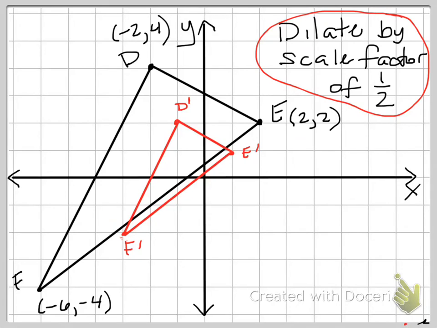So again, E prime is at 1, 1. D prime is at negative 1, 2. And then F prime is at negative 3, negative 2. Right? And again, dilation, it's not that bad.